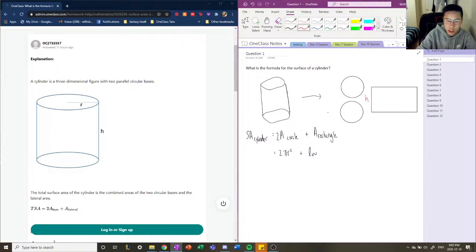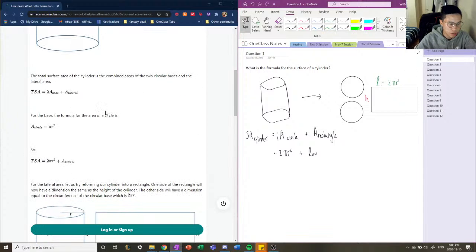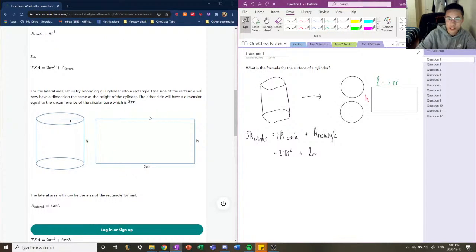So h for this. And the length, so we unwrapped it around. But if we wrap it back around, we notice that the length of this rectangle, this lateral area, covers the circumference of the circles. So if we unravel it, the length of our rectangle is actually just the circumference, which is 2 pi r, or pi times the diameter. Okay, so if we were to add this all together, what would we get? We have the area of two circles, which is 2 pi r squared, plus the area of the rectangle, which is 2 pi r times h.